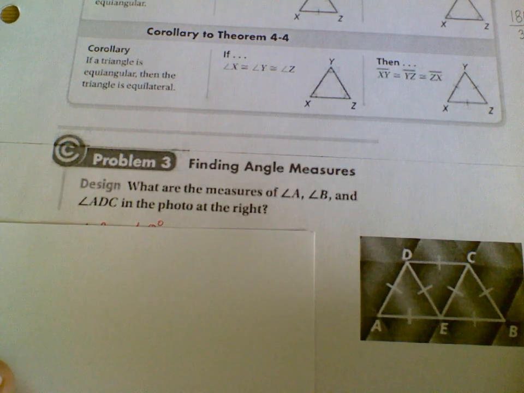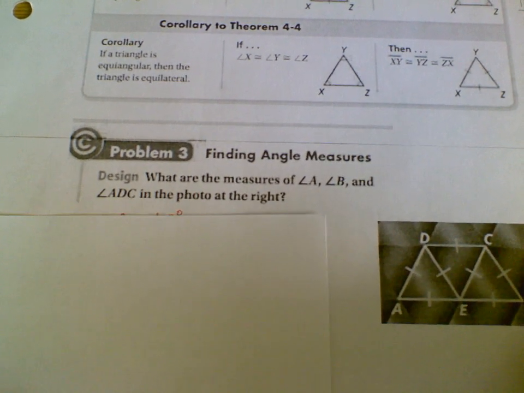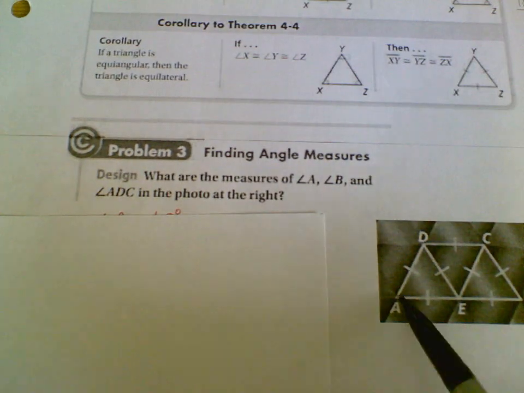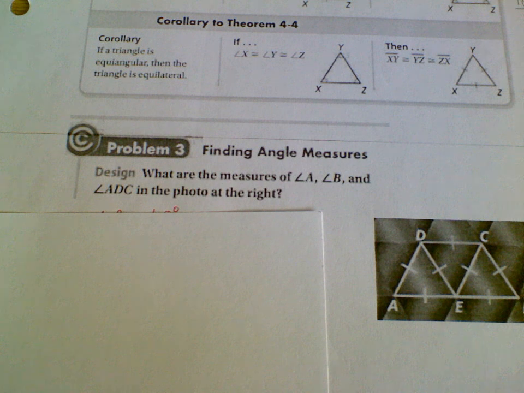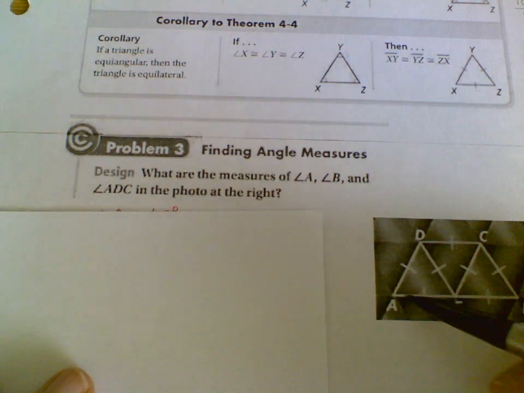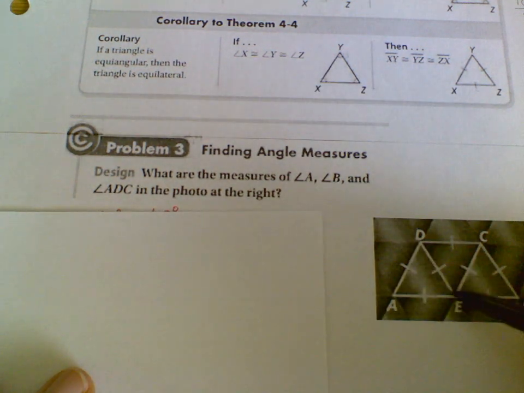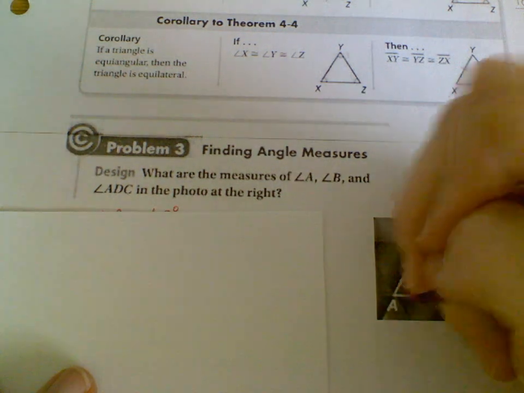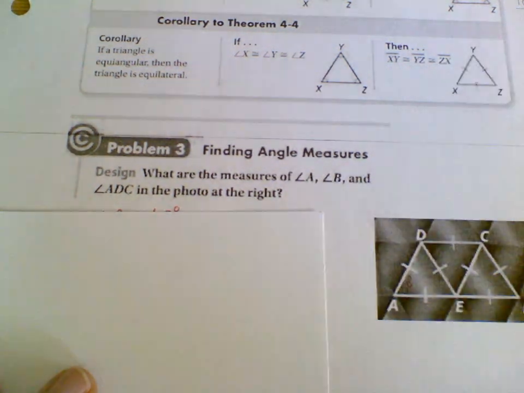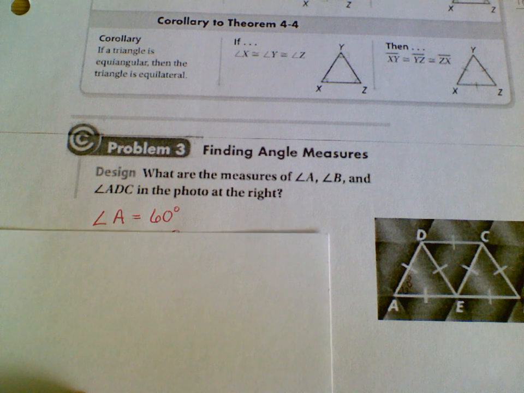Okay, let's take a look at this last problem. It says, what are the measurements of A, B, and ADC in the photo at the right? Well, angle A, if I use just this small triangle here on the left, I see that it's equilateral. And we just got done discussing that if this is equilateral, then I know every angle in that equilateral triangle is going to be 60. So angle A has to be equal to 60.